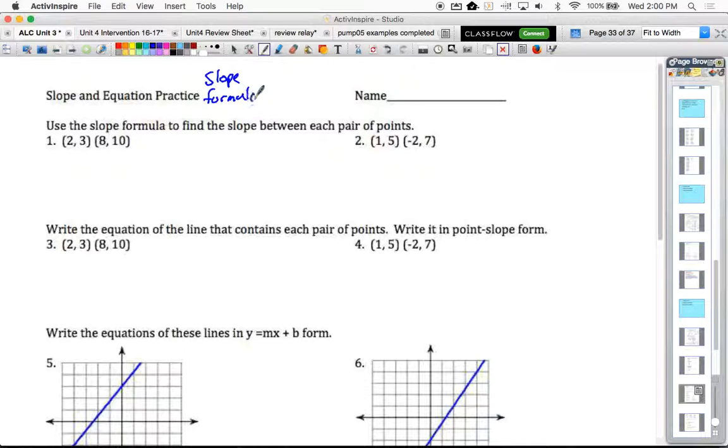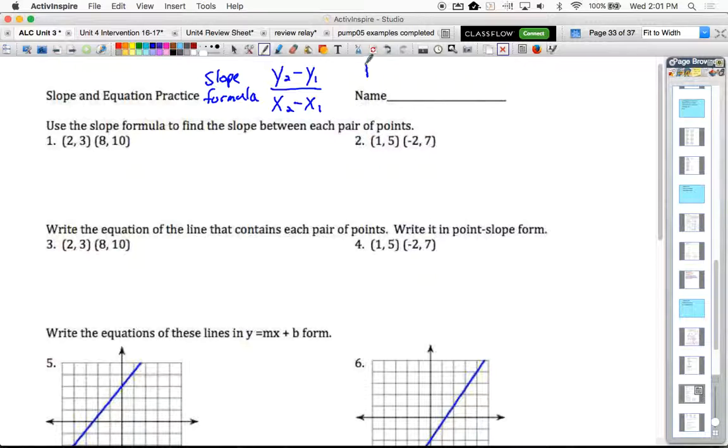which is essentially just rise over run, but when we're taking 2 points and trying to find the slope between them, we're subtracting the two y values, so y2 minus y1, and we're subtracting the two x values for the run, so rise over run. The y value difference is the rise, and the x value difference is the run.